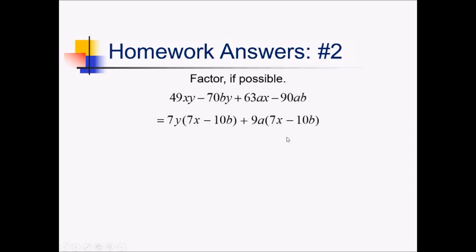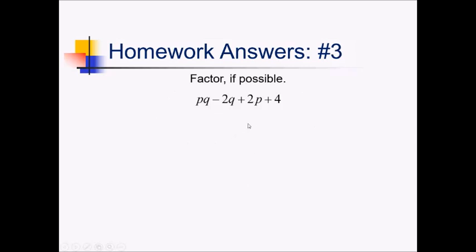And we see that we have the same thing in both parentheses, which is what we expected and hoped for. So I'm going to take out that 7x minus 10b as its own common factor. And now I'm going to put the leftovers, 7y and 9a, next to it, undistributing those into their own parentheses.